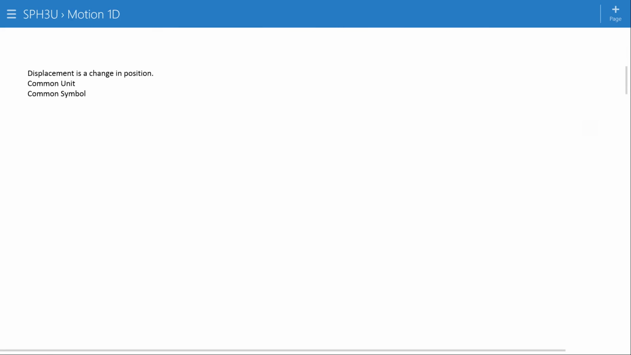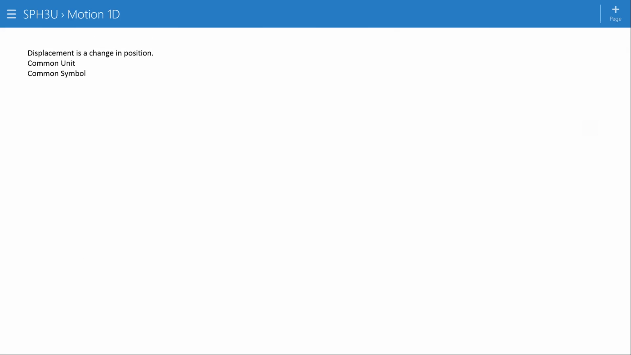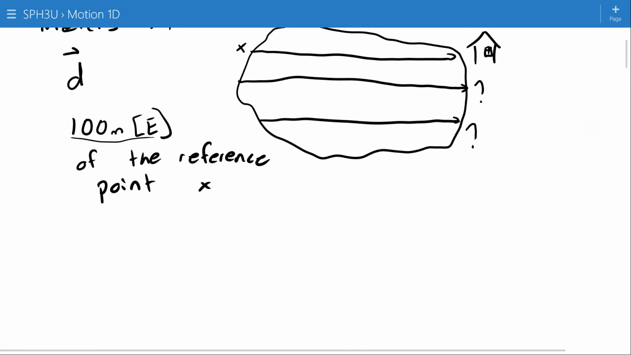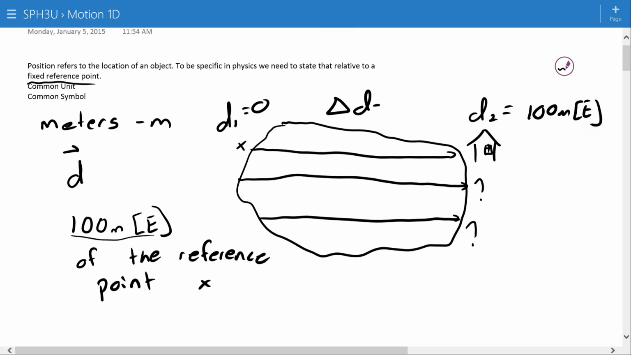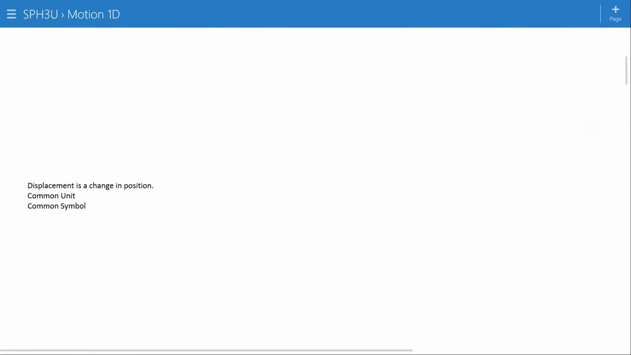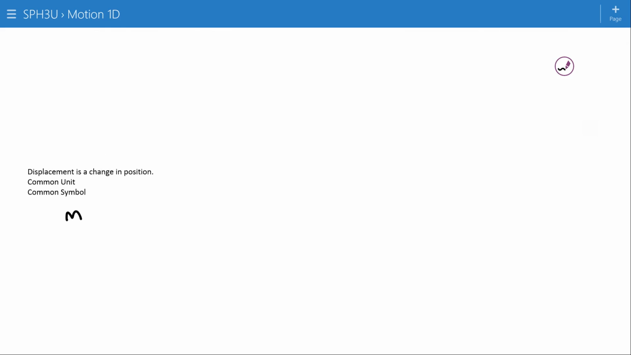Displacement, on the other hand, is our change in position. So here we could say that we had a position d1 of 0 and a final position d2 of 100 meters east. Our displacement in that situation, delta d, is 100 meters east, as in that's how far we traveled and in what direction we traveled. So it's a change in position. Common unit here is meters, but now we have some sort of direction as well.